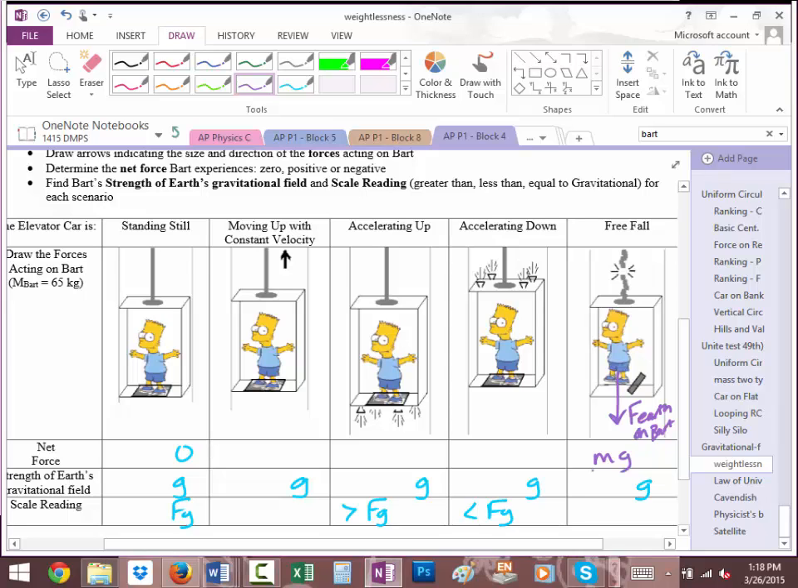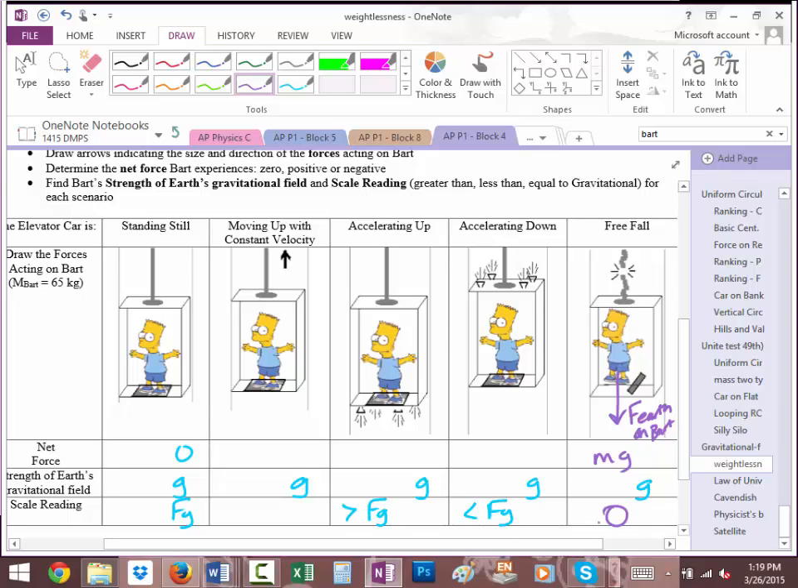No. If the floor is not pushing up on him, if the scale's not pushing up on him, what's the scale going to read? 0. Nothing. As if nobody's standing on it, right? So what is his apparent weight here? 0. Okay? This is his apparent weight of 0.